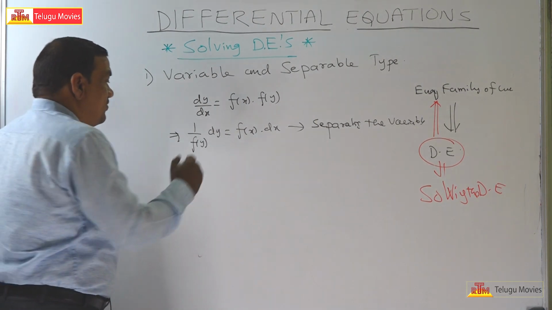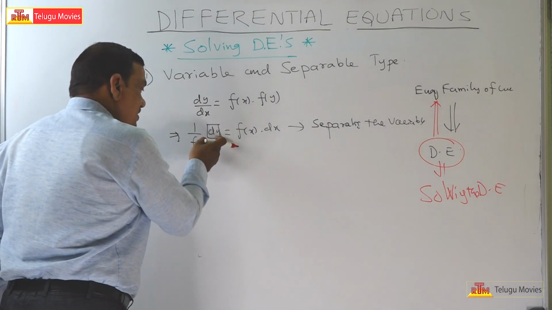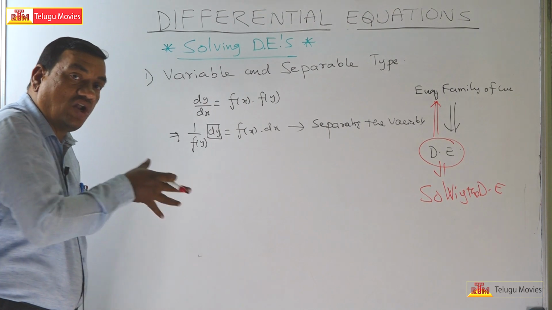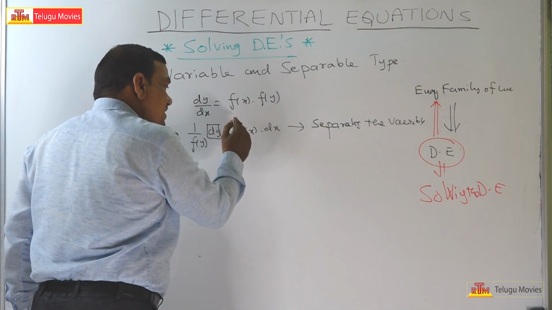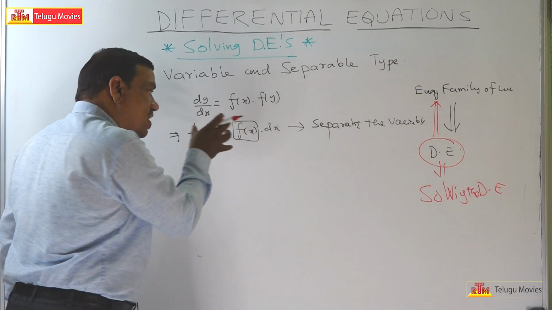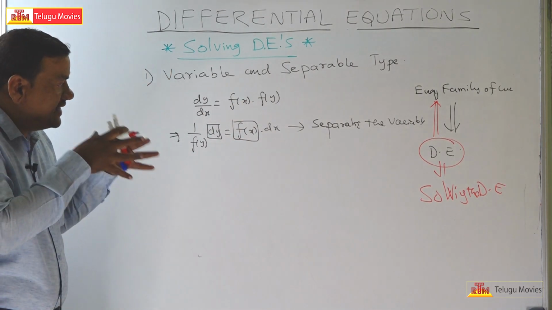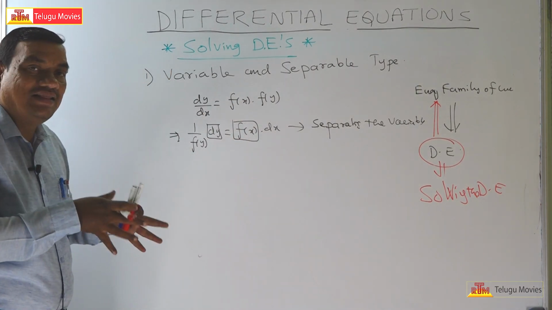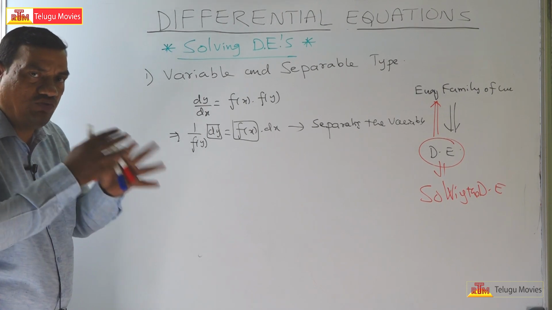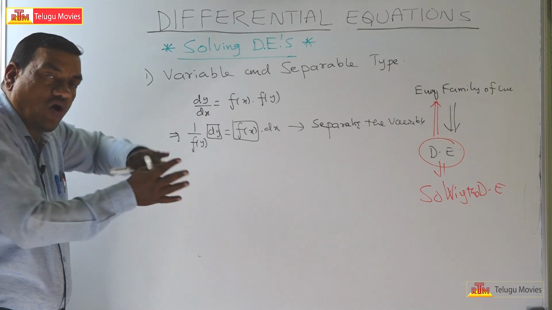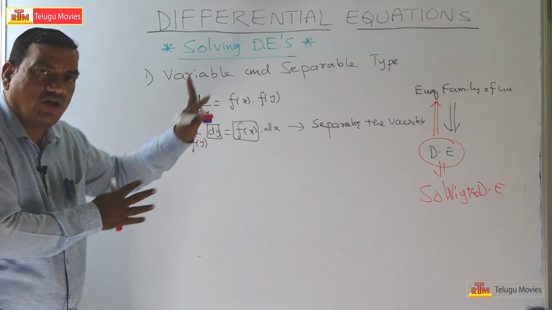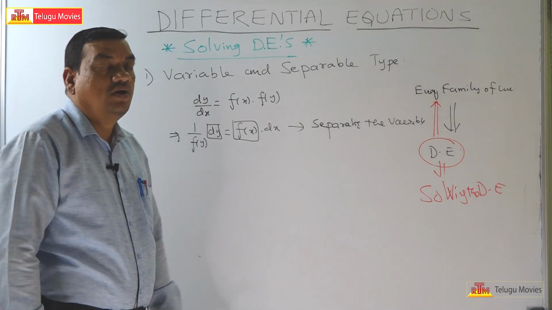That means if there is a dy here, a function of y should be there. If there is a dx here, a function of x should be there. That is called separating the variables. Understand? First we will do that. We have to separate all x's on one side, all y's on one side, all boys one side, all girls one side. Like that.